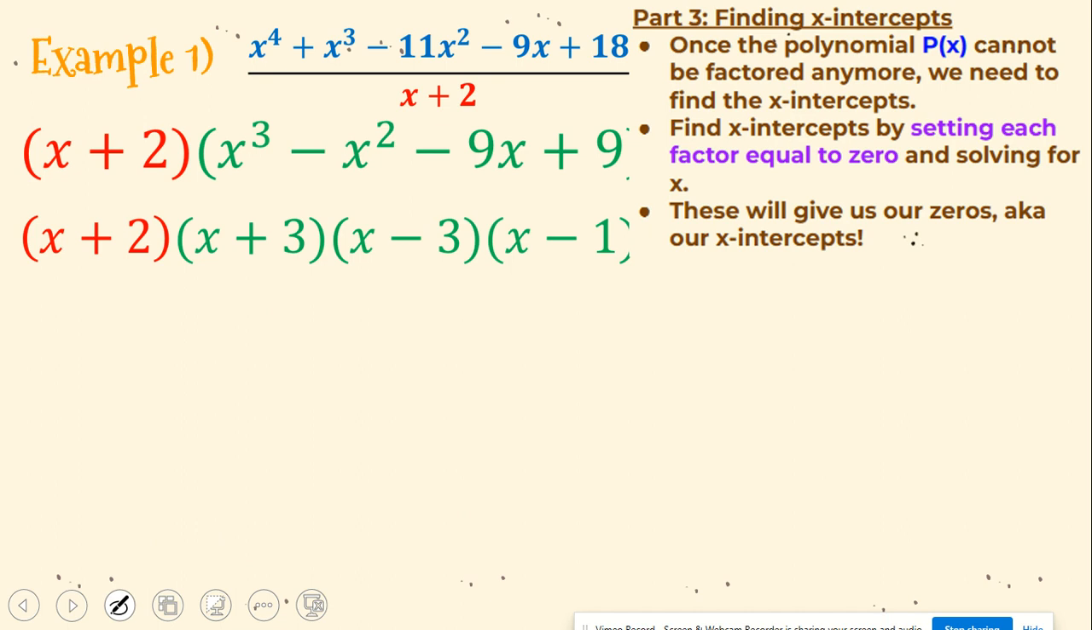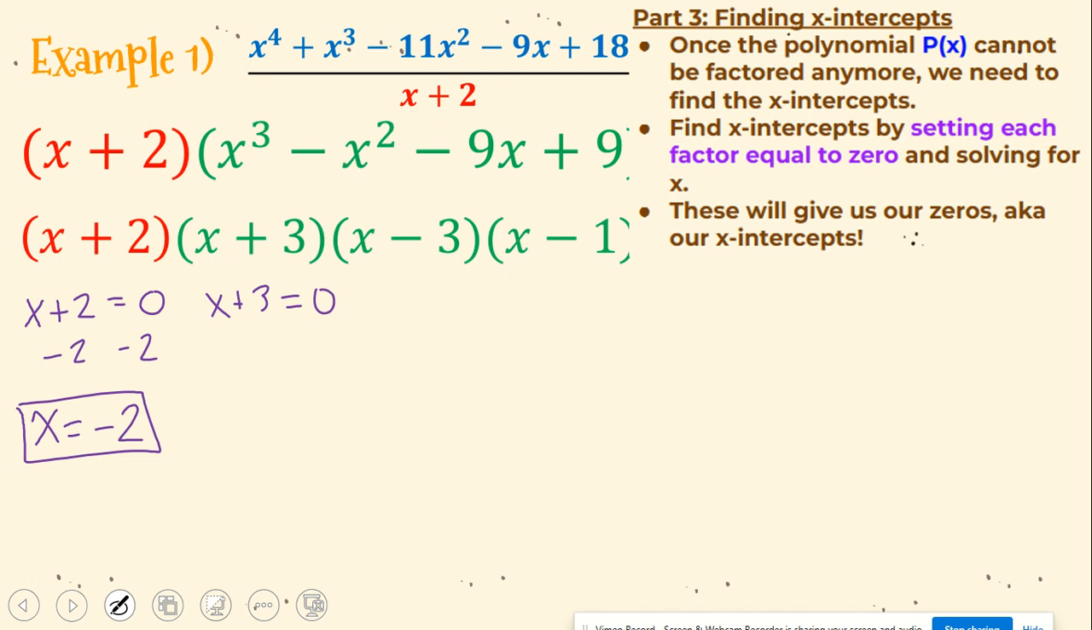So now that I have my original equation factored completely all the way, now I need to find my x-intercepts. And the way I find my x-intercepts is I set each factor equal to 0. So I'm going to start with x plus 2. Set it equal to 0 and get x alone. Take away 2 and you'll find out that, hey, we have an x-intercept at negative 2. Nice. Then I move to my next factor. I have x plus 3. Set it equal to 0, do a little arithmetic, you get x equals negative 3.